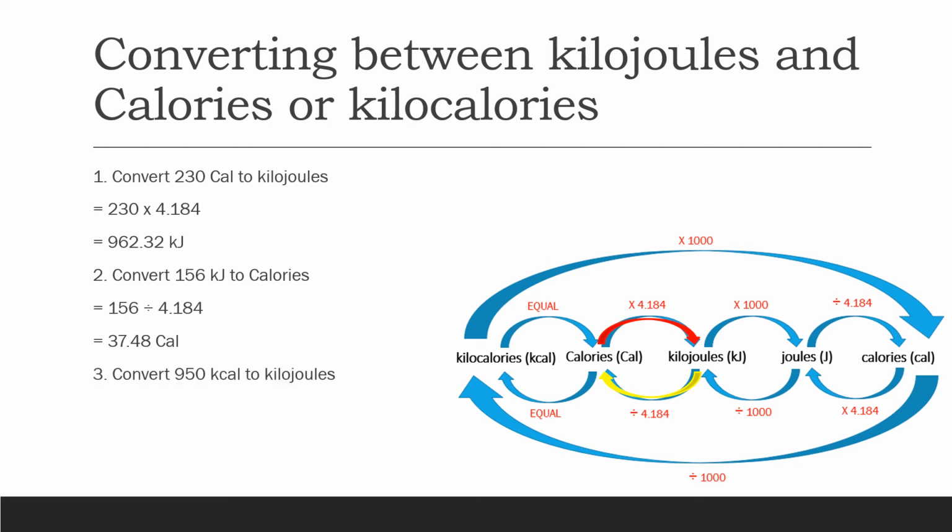And our final example, convert 950 kilocalories to kilojoules. Now, kilocalories are the same as Calories. So if we look at our diagram, we can see that from kilocalories to Calories, we don't need to do anything. Then to go from Calories to kilojoules, we need to multiply by 4.184. So we do 950 times 4.184, and that will equal 3,974.8 kilojoules.